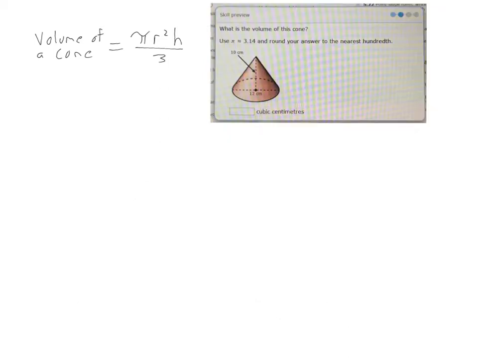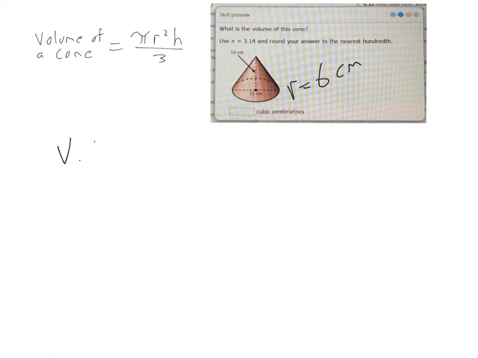So this is the last one I'm going to show you where we're just plugging in the numbers and solving for the volume. What is the volume of this cone? Use pi equals approximately 3.14. Round your answer to the nearest hundredth. Be careful, the trick here, I can see the height is 10, but the diameter is 12. So if the diameter is 12, our radius must be 6. Don't fall into that silly trap.